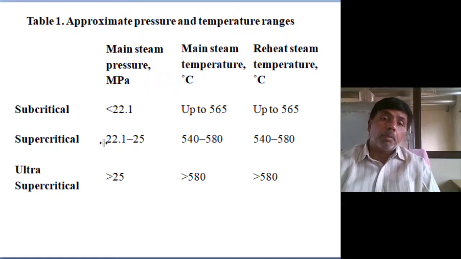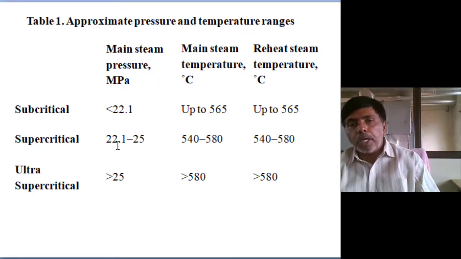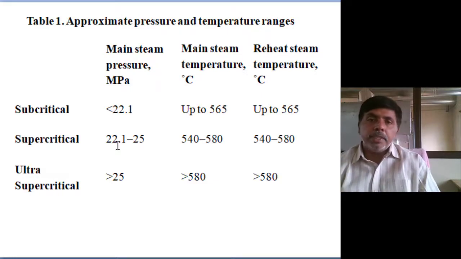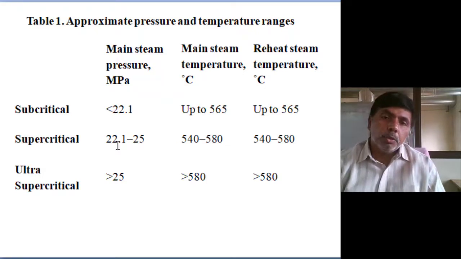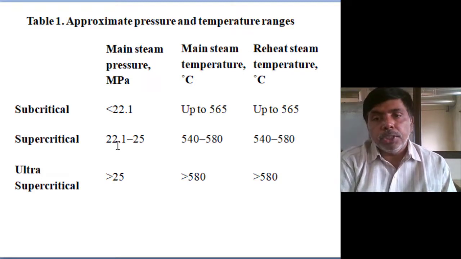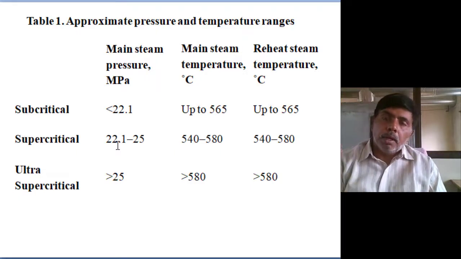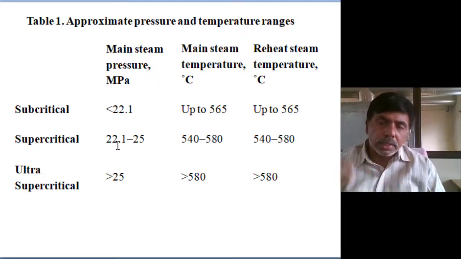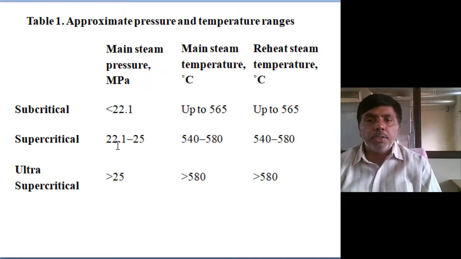Coming to the supercritical thermal power plant, 221 bar pressure to 250 bar pressure is called supercritical. Its boiler operating pressure, or turbine inlet pressure, is 221 bar to 250 bar. Then mainstream temperature is generally 540 to 580, maximum 580. I already mentioned the material constraint is 650. Less than that only we are maintaining, 540 to 580.